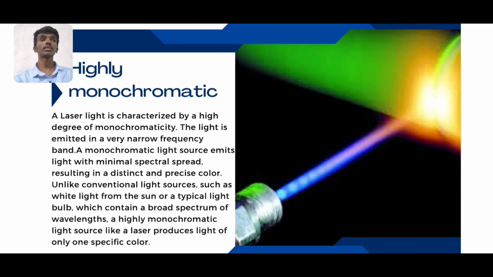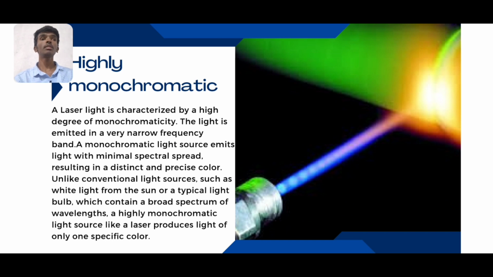Let's see the third one, highly monochromatic. Laser light is characterized by a high degree of monochromaticity. The light is emitted in a very narrow frequency band. A monochromatic light source emits light with minimal spectral spread, resulting in a distinct and precise color.